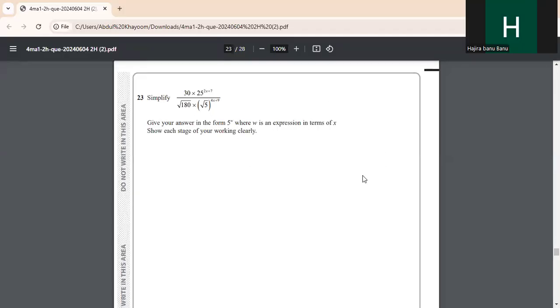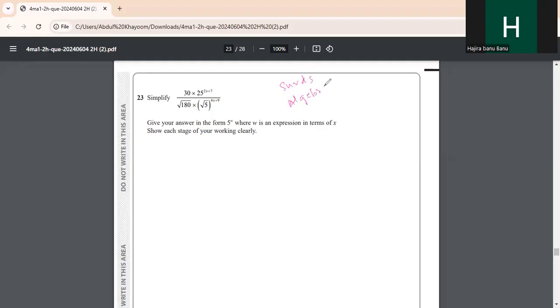Okay, so for paper May June 2024, paper 2H, we have the question here, and the question is from surds algebra. This question involves the topic of surds.